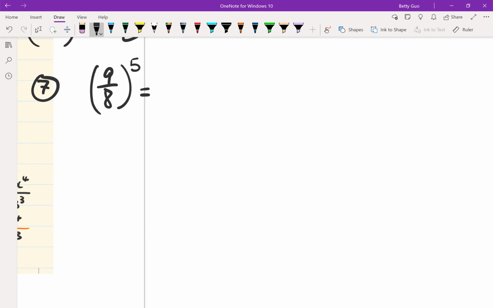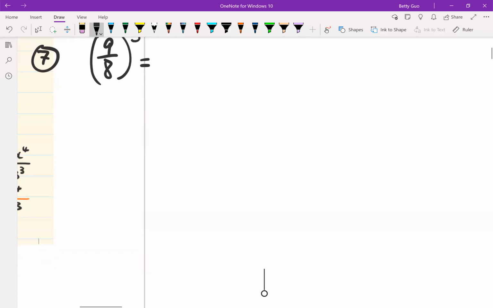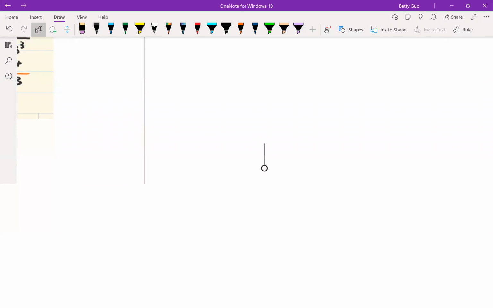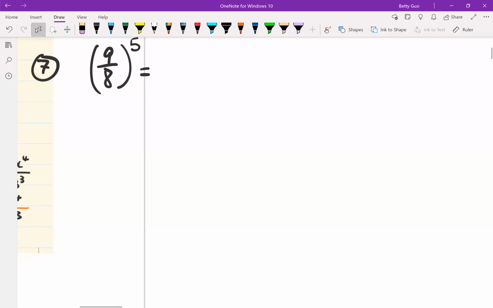So can you apply the formula? What's the quotient of powers? 9 to the power of 5 over 8 to the power of 5. Exactly, that's the answer you are going to choose. Very straightforward. Power of a quotient.